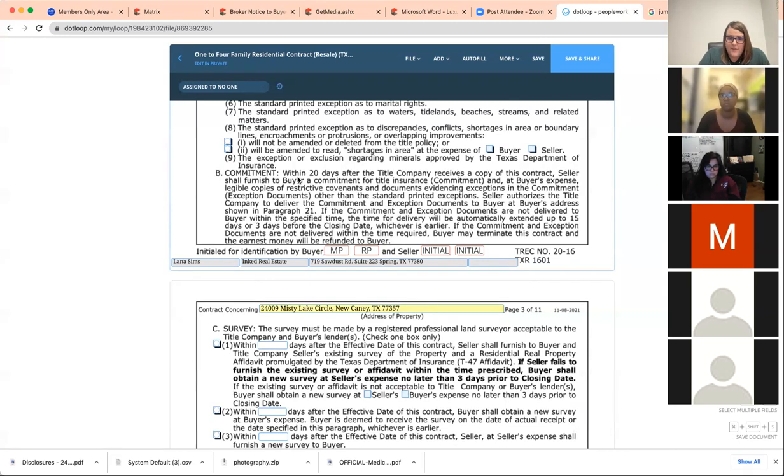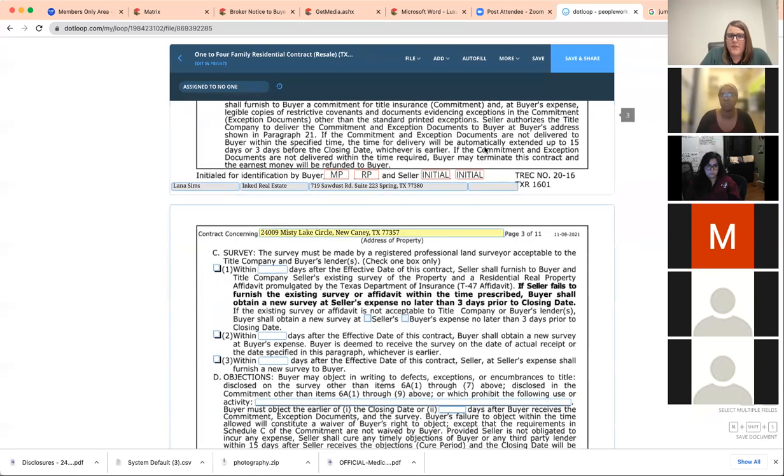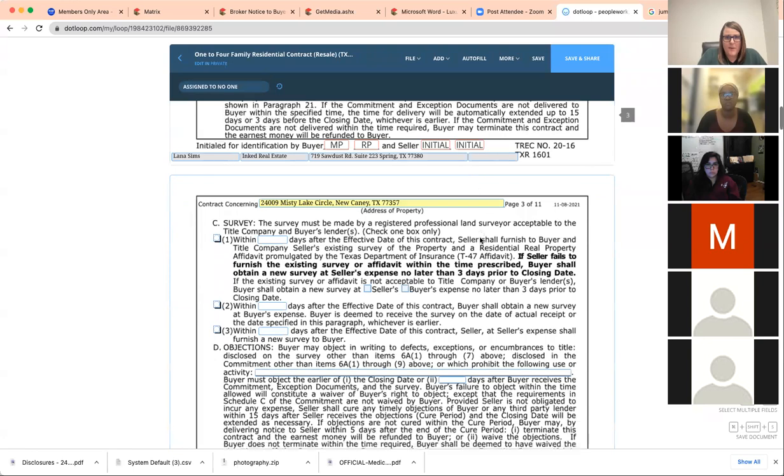If they are not delivered within the specific time, it will automatically extend to 15 days or 3 days before closing, whichever is earlier. So no, it's just not an automatic cancellation. They get more days to do it. So this is not something they get to cancel on. But if it's not within those days, then the buyer can cancel. So it automatically extends, and then if it doesn't happen, the buyer may terminate.